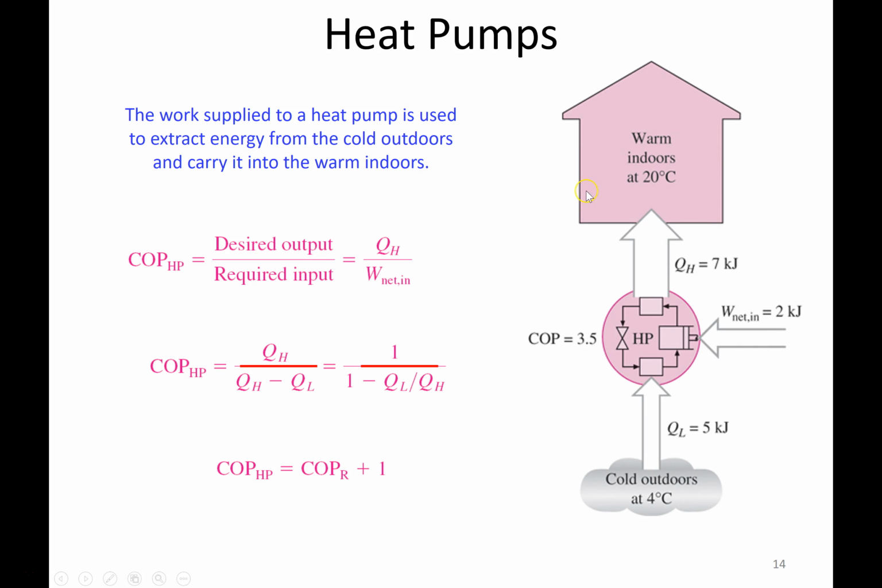Heat pumps. A heat pump is very similar to a refrigerator, but they're just kind of flipped. The work supplied to a heat pump is used to extract energy from the cold outdoors and carry it into the warm indoors. So very similar to a refrigerator, but basically they're flip-flopped. Just rotate the fridge around. And the coefficient of performance of a heat pump is QH over QH minus QL, or it's equal to the coefficient of performance of a refrigerator plus 1. So again, it's just like a flipped refrigerator.